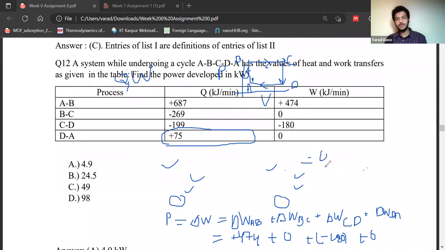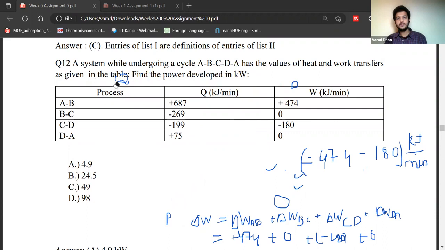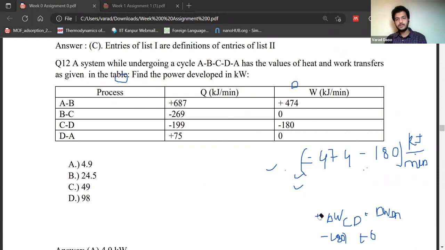Which is equal to, I am writing here, 474 minus 180. So remember the unit. The unit is kilojoule per minute. Okay, so let me remove this. Okay. So this will be what? 492, right?